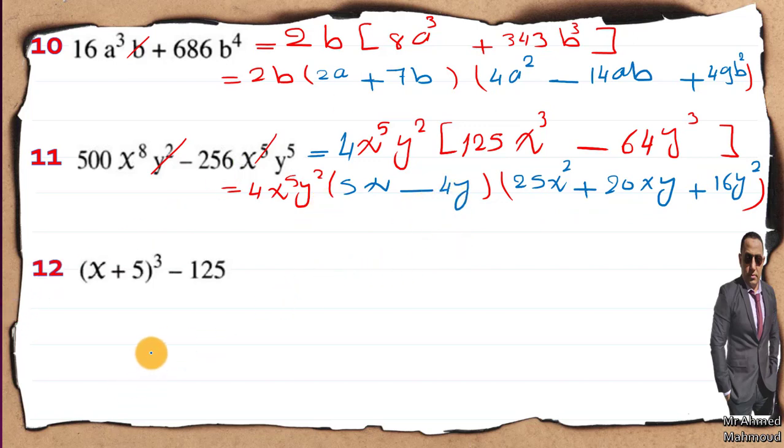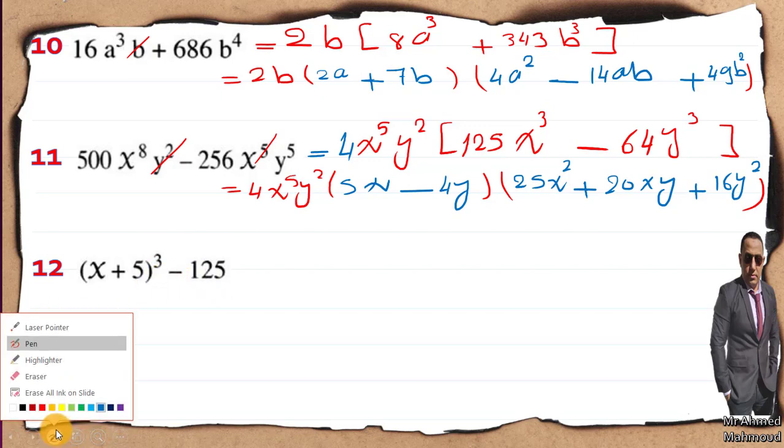Another example. Here I have (x plus 5) all power of 3 minus 125. I can't expand this bracket because it is a bracket power of 3. It's very, very difficult to expand this bracket. So I'm going to factorize, using x plus 5 all power of 3 as a unit. This one represents a cube because this is power of 3, and 125 also is a cube. So I'm going to factorize a difference between two cubes.